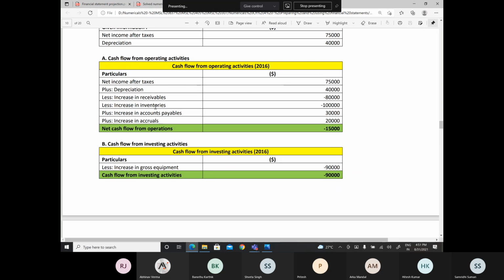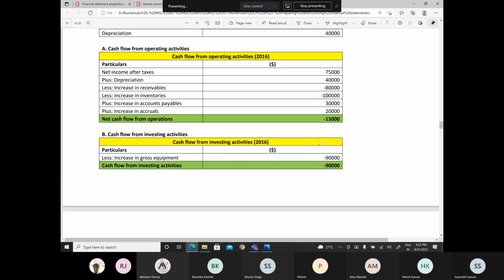Less, if you remember the formula, less increase in receivables. So we can see an increase in receivables over 2015 of 80,000. So we are subtracting that. Less increase in inventories of 100,000. So we are subtracting that. Plus increase in accounts payable. So there's an increase of 30,000. So we are adding that. Plus increase in accruals, that has been of 20,000. So we are adding that. So the net cash flow from operations is minus $15,000.